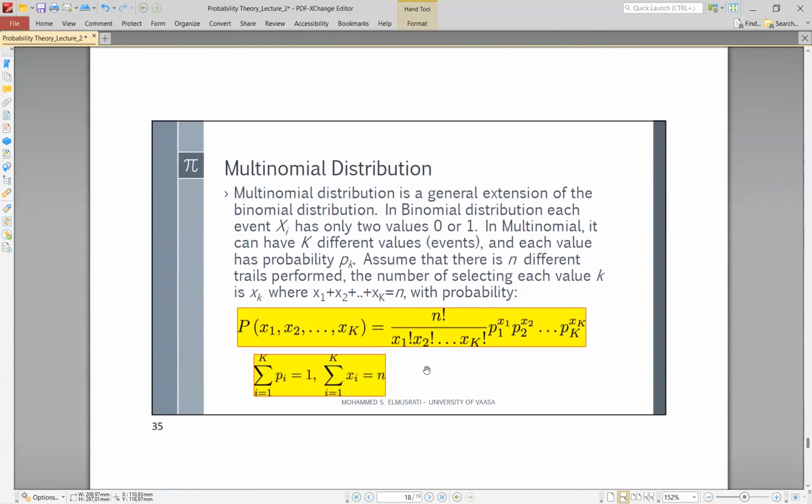It can be expanded to the multinomial distribution. In binomial we have only two cases; in multinomial we have several cases. For example, assume that a survey is done, and in the survey I ask you about this course that you attend, and I give you several possibilities. For example, if I give only two possibilities, the course is good or the course is bad, this could be represented using the binomial.